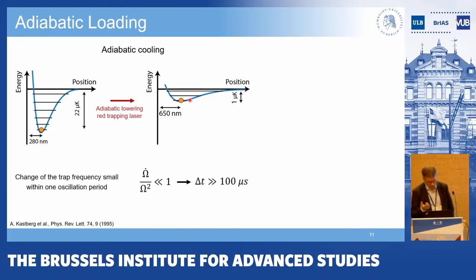And the condition for that to work is that the change of the trap frequency is small enough, the change of the trap frequency in one oscillation period. And if we plug in the number, then it tells us that we can go from this deep trap here to this shallow trap here if we go much more slowly than 100 microseconds. So a millisecond should do the job.